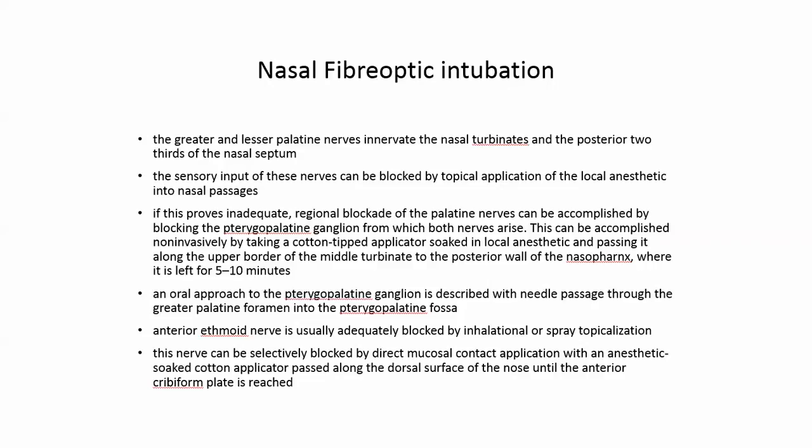An oral approach to the pterygopalatine ganglion is described with needle passage through the greater palatine foramen into the pterygopalatine fossa. The anterior ethmoid nerve can selectively be blocked by direct mucosal contact application with an anesthetic-soaked cotton applicator passed along the dorsal surface of the nose until the anterior cribriform plate is reached.